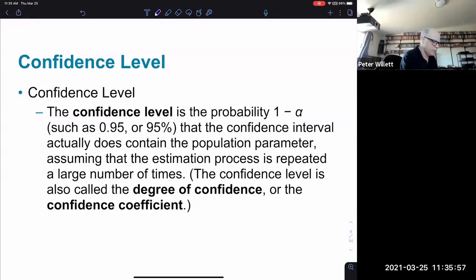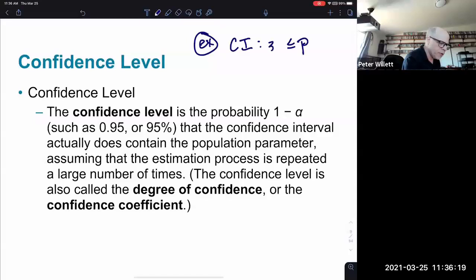So example, if I was talking about the proportion of students at DVC who label themselves as a Democrat, I could have a confidence interval of guessing that the actual p-value is somewhere between, I'll just make numbers up, 35% and 45%.